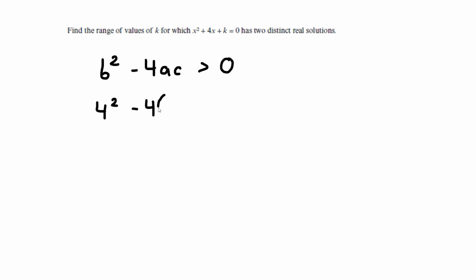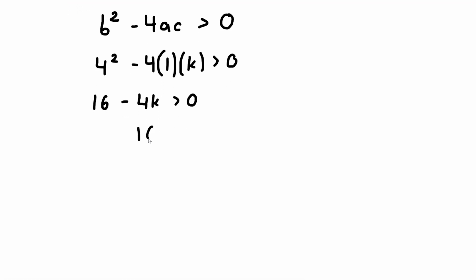minus 4 times, well, a is 1, and k is our c, so we've got that this is greater than 0. So 4 squared is 16, minus, well, 4 times 1 is 4, and 4 times k is 4k, is greater than 0. Then we've got 16 is greater than 4k, because when we move the variable over, we need to flip the sign.